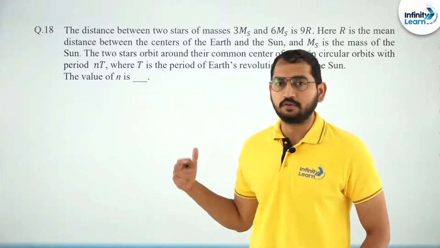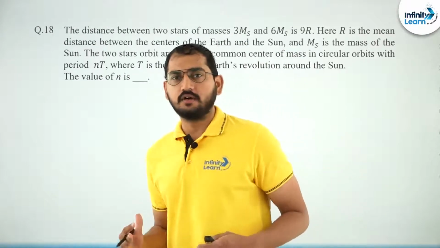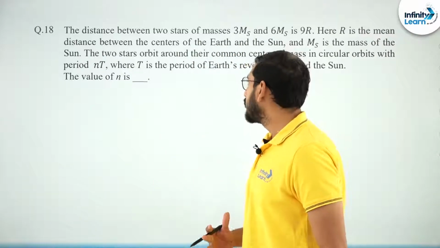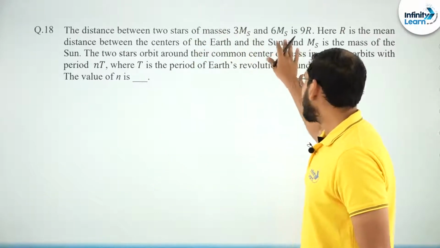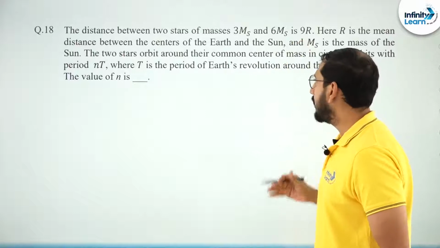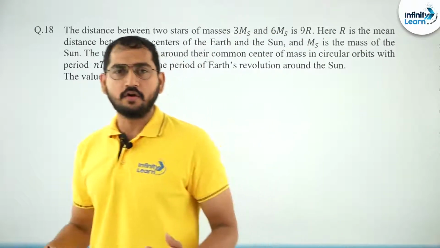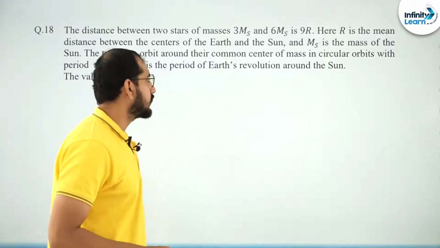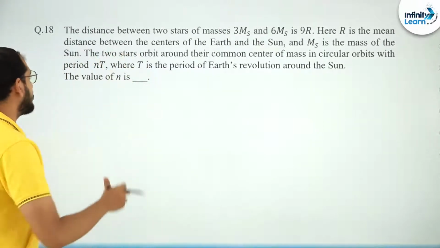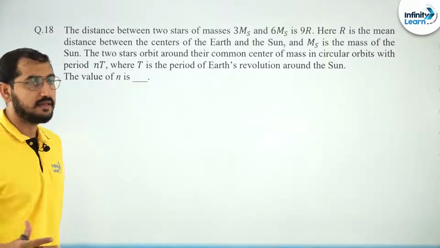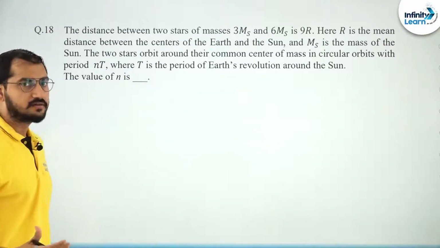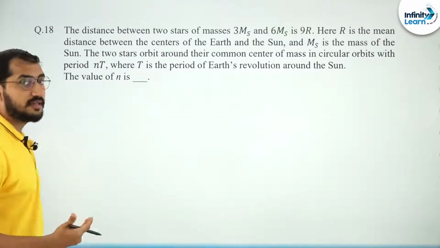Moving on to our next question. Friends, this question is from the application of binary star system. Two stars are given to us and eventually we have to compare their time period to the time period of the earth and sun system. This is a very common type of question that we generally do in various books and for the preparation of JEE Main as well.